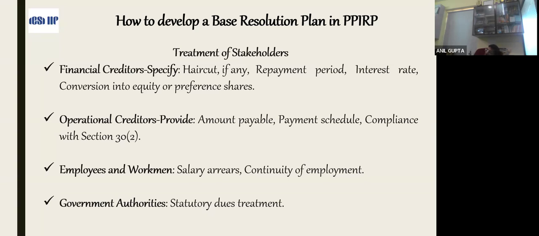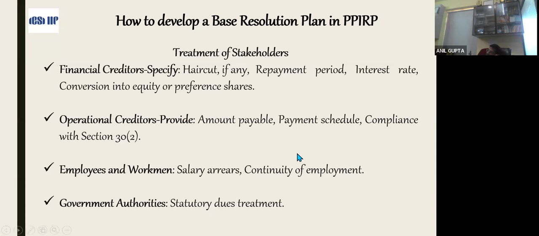Government authorities, whatever the statutory duties, the treatment, particularly GST or income tax, if any dues are there, how you are going to pay. That also is to be mentioned in the base resolution plan.